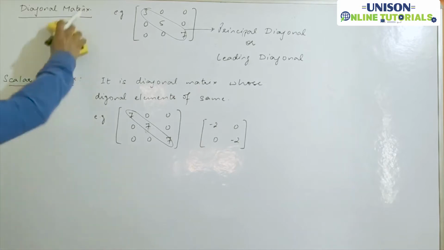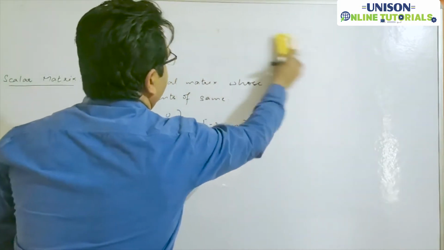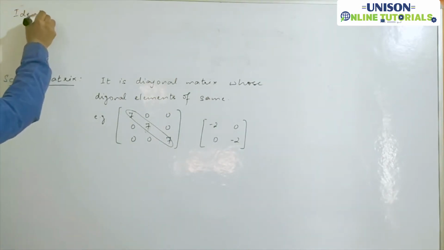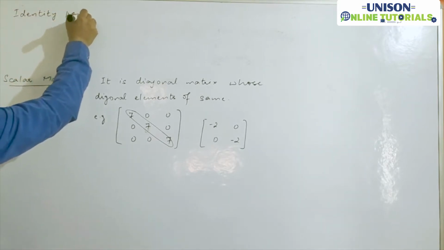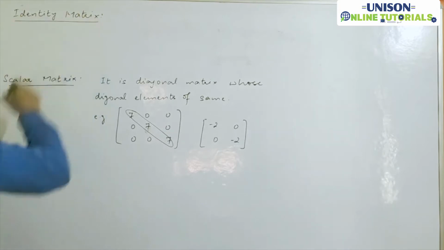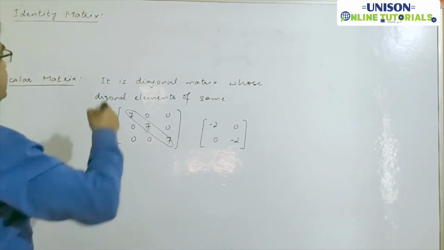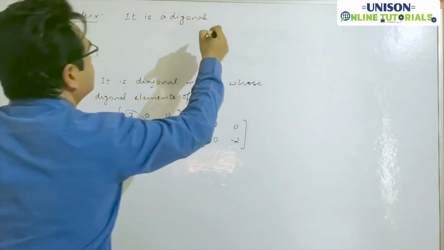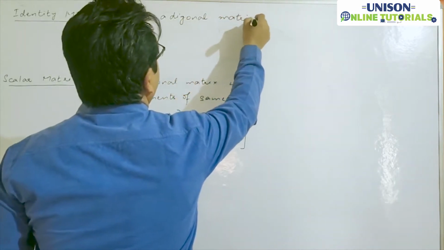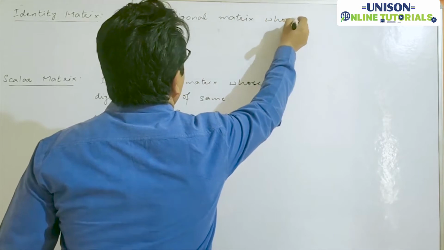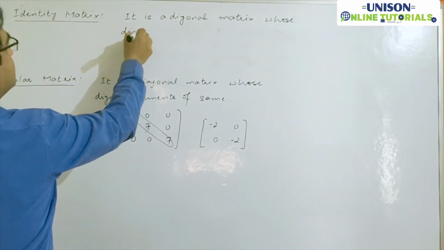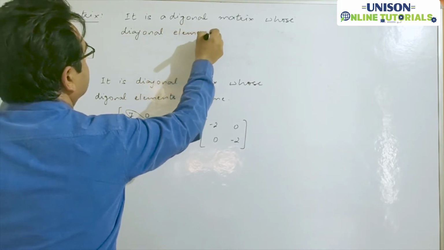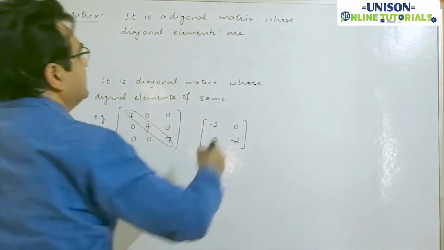Next is the identity matrix. It is a diagonal matrix whose diagonal elements are unity.